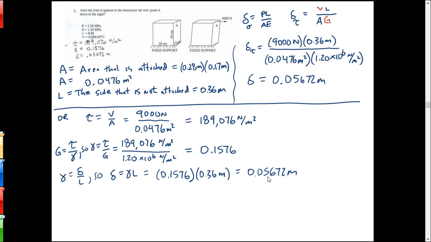This one here is just basic shear. We're loading, pulling the top across the bottom. Those planes are sliding one across the other. So A is the area that is attached, 0.28 by 0.17, 0.0476 square meters. L is the side that is not attached, 0.36.